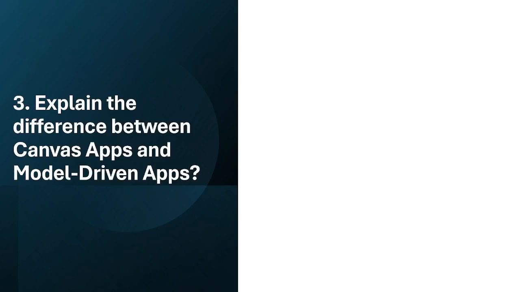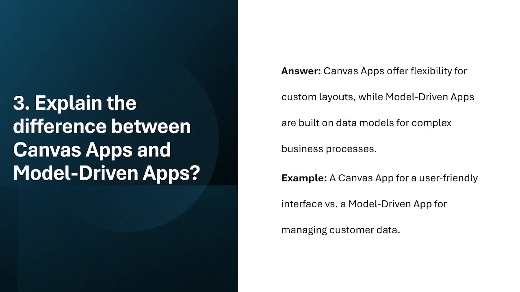Next question is, explain the difference between Canvas apps and model driven apps. Canvas apps offer flexibility for custom layouts, while model-driven apps are built on data models for complex business processes. For example, a Canvas app for a user-friendly interface versus a model-driven app for managing customer data.